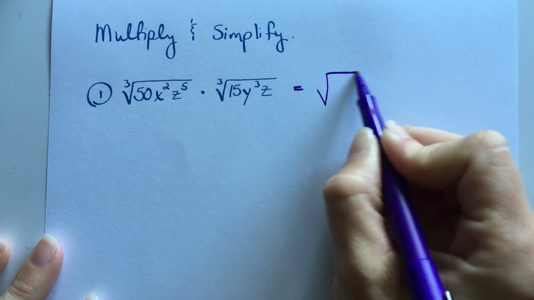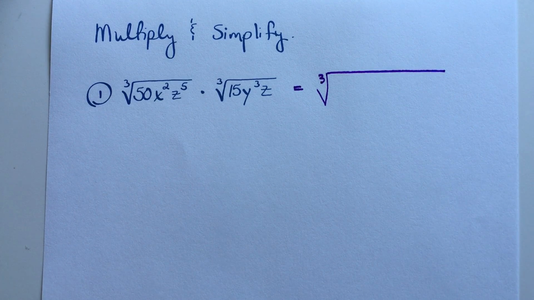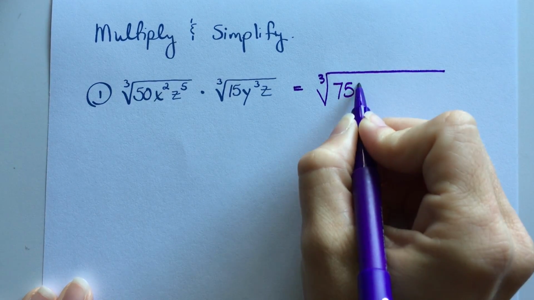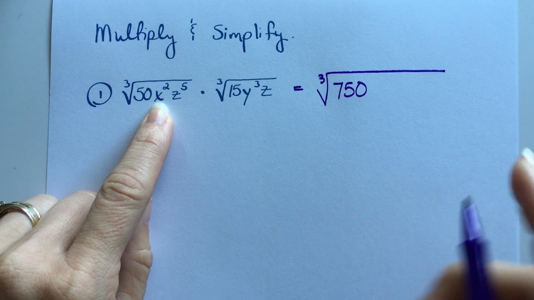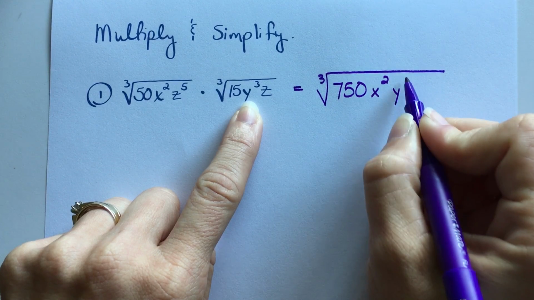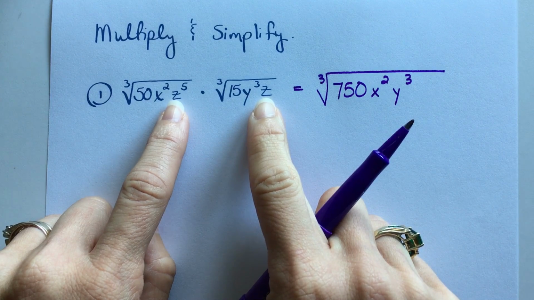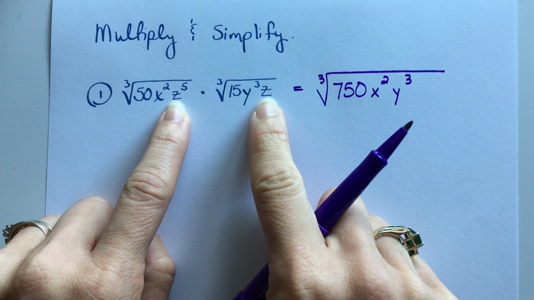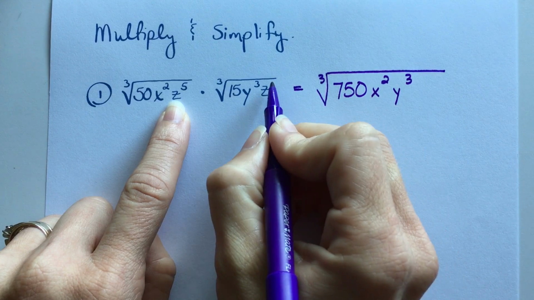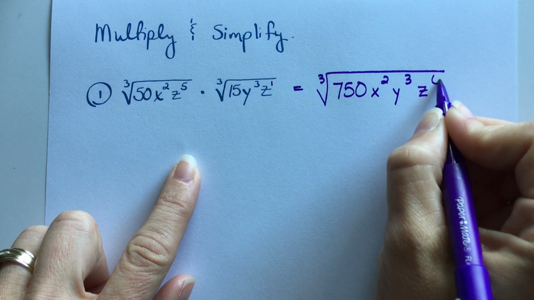So just multiply what you have underneath. So you're going to start by doing the 50 times the 15, which is going to give us 750. And then x squared. And then I've got a y cubed. Now, I've got z's under both radicals, so you just multiply those together. But remember, when you're multiplying variables, you add your exponents. So that means that I would have z to the 6th.